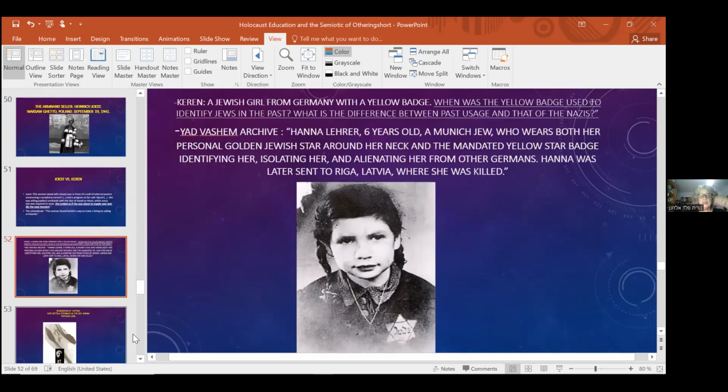She's not important. Regarding the little girl, the schoolbook says, a Jewish girl from Germany with a yellow badge. And it proceeds in the same caption, when was the yellow badge used to identify Jews in the past? What's the difference between past usage and that of the Nazis? Again, prompting the students not to look at the girl, not to think about the girl, not to consider the girl. The girl happens to be Hannah Lehrer, 6 years old, who was eventually deported to Riga in Latvia and murdered there.